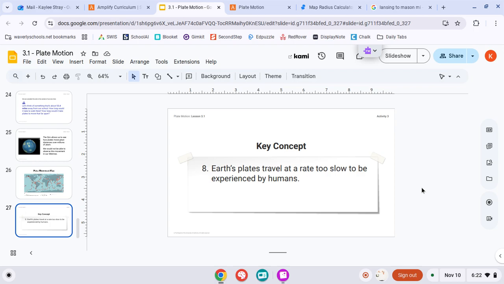And then there is a booklet on Google Classroom that you are now moving on to. Please make sure that you take your time and you read all of the booklet questions. You do need to do the booklet. It is required.